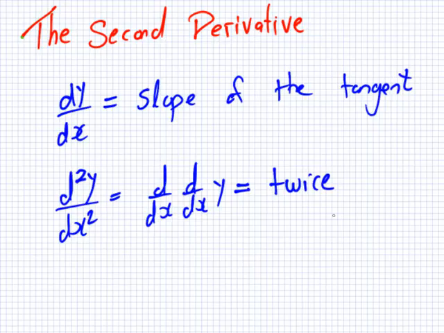Maybe some people have seen this before, the second derivative, but I wonder, does anyone know what it represents? So the first derivative is the slope of the tangent. The second derivative? Yes, to do with min and max, so a bit more general maybe.